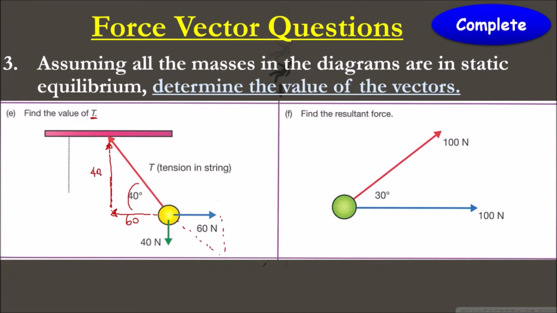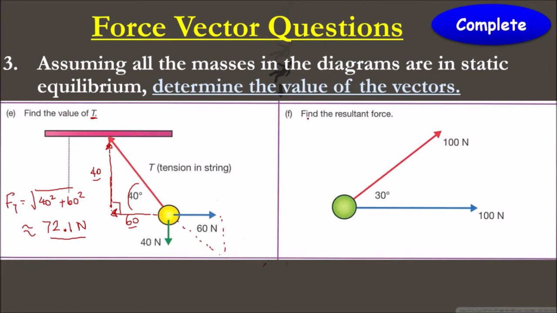Or actually, if we have this case, even easier, we can use Pythagoras, okay? Because we have made a right angle triangle. So our tension force is effectively the square root of 40 squared plus 60 squared, and that gives us approximately 72.1 newtons. That was a lot more straightforward than I thought. But yeah, that's how you do it.